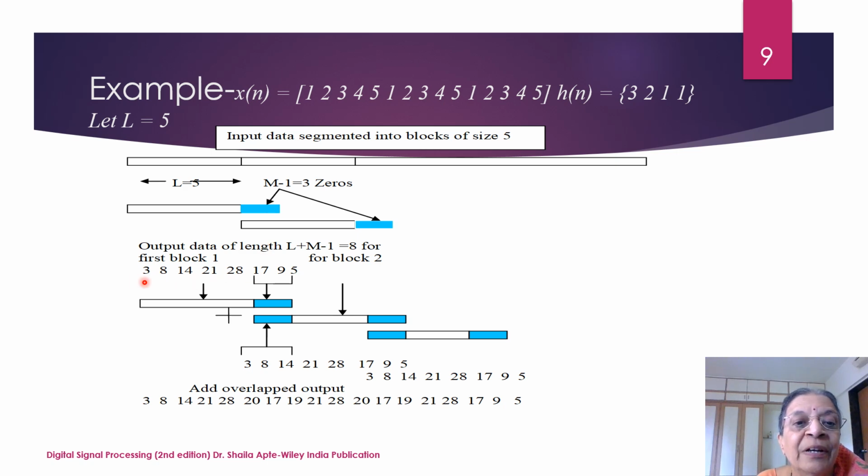Now the result here is 3, 8, 14, 21, 28, and the extra samples that I am getting are 17, 9, 5. For the second block, the result is 3, 8, 14.